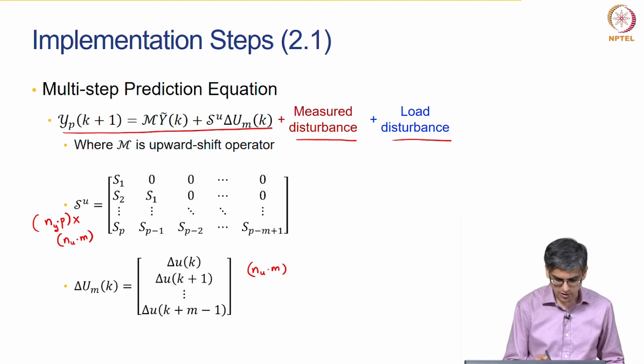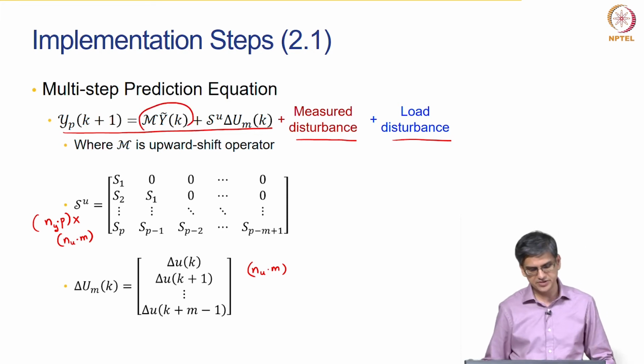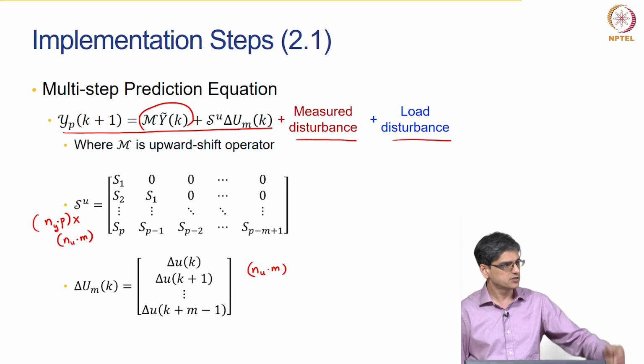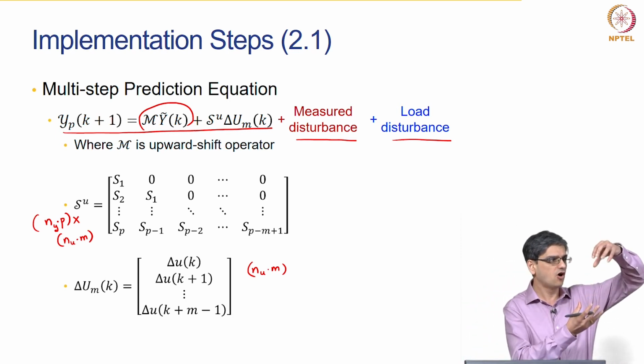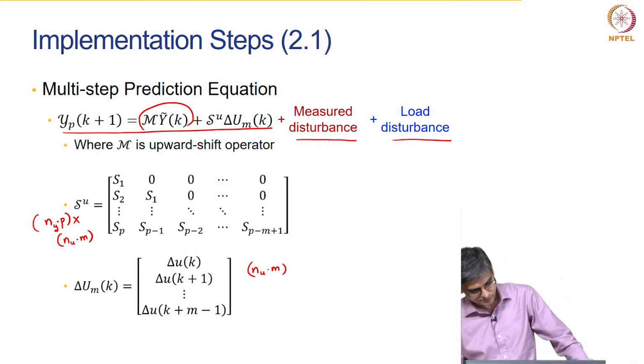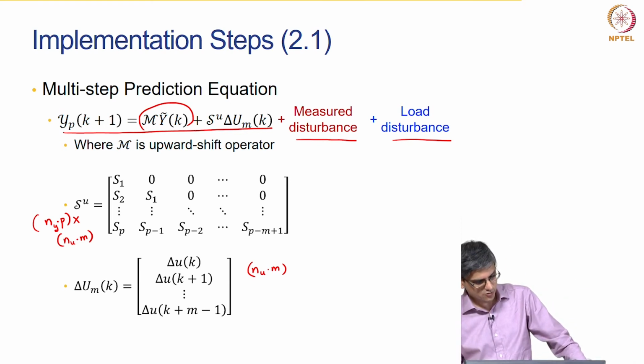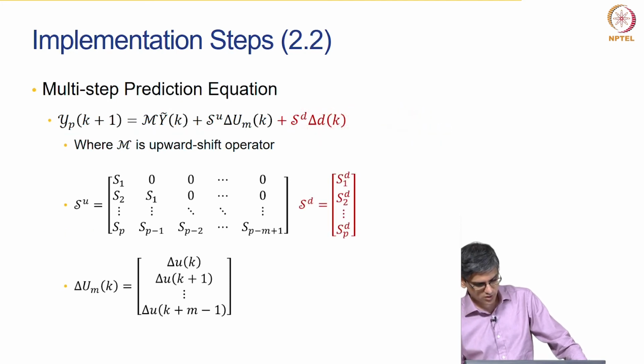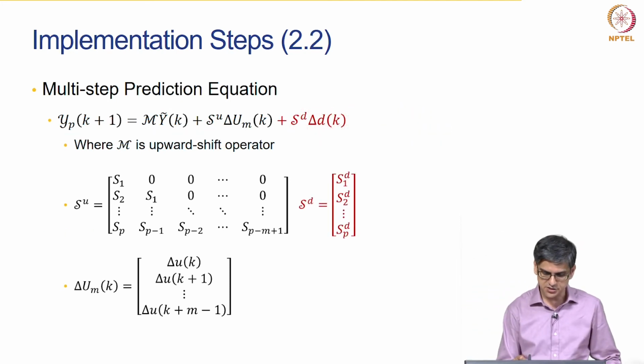Okay. Your M y tilde k basically is an upward shift operator, upward shift by just P elements, not of all N elements. Okay. We have done that already. We have not yet done the measured disturbance and load disturbance. Okay. Measured disturbance works in almost the same way as your manipulated input, and load disturbance is just an additive disturbance. What I mean by that is this is the measured disturbance.